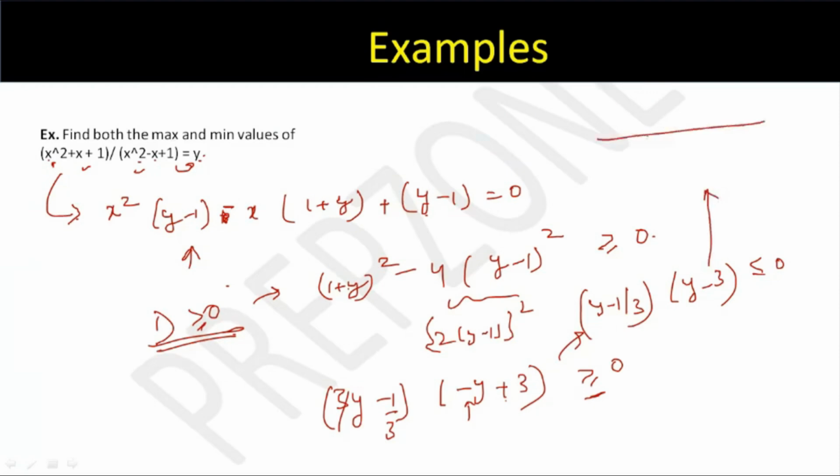What are the roots for this? 1 by 3, 3. Sign is less than, so this is included. So y is what? Minus 1 by 3 to 3. So minimum value is 1 by 3 and maximum value is 3. Simple thing. Form an equation in x. Make these greater than equals to 0 and then solve it. The standard method applicable everywhere.